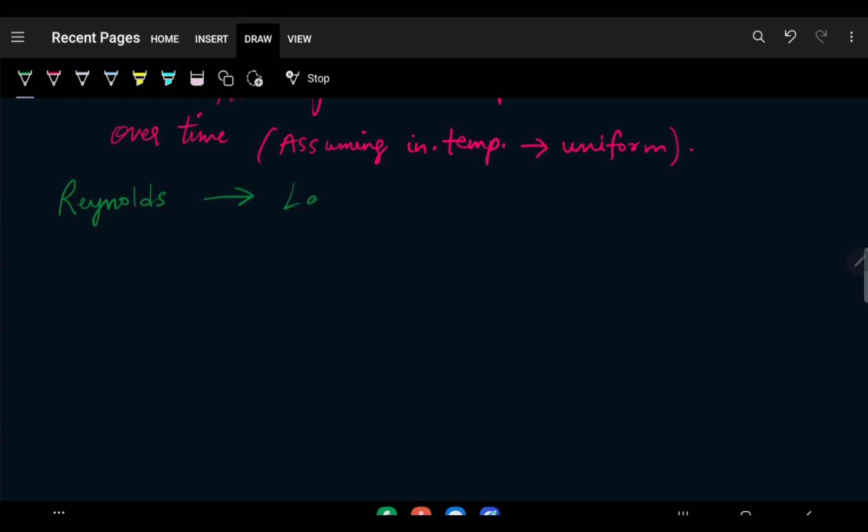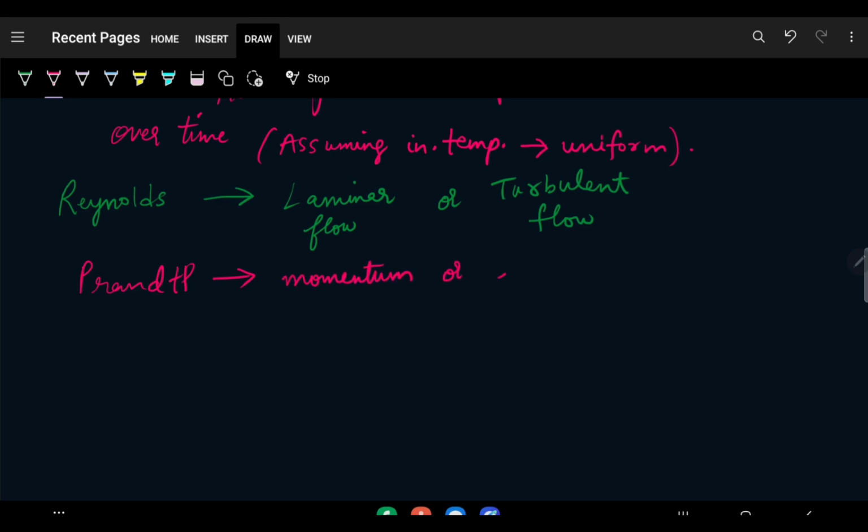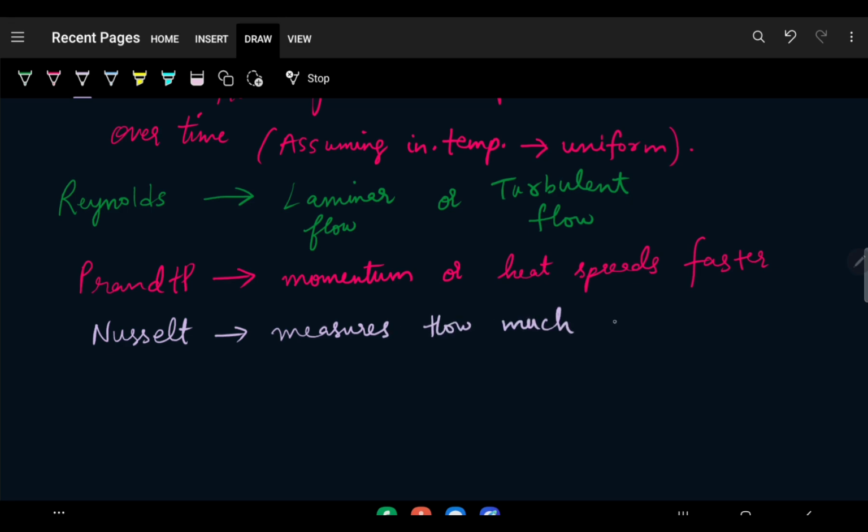Let us have a quick summary. Reynolds number, it is like a tug of war between fluid's momentum and its internal friction. It tells us whether the flow is going to be laminar or turbulent. Prandtl number tells us whether momentum or heat, which one spreads faster. And the third one, Nusselt number, tells us how much convection improves the heat transfer over conduction. So it is convection versus conduction.